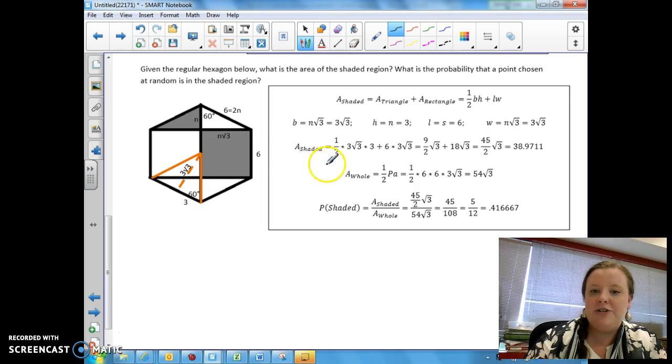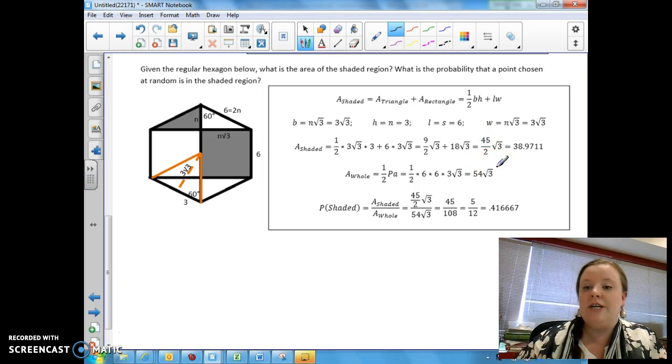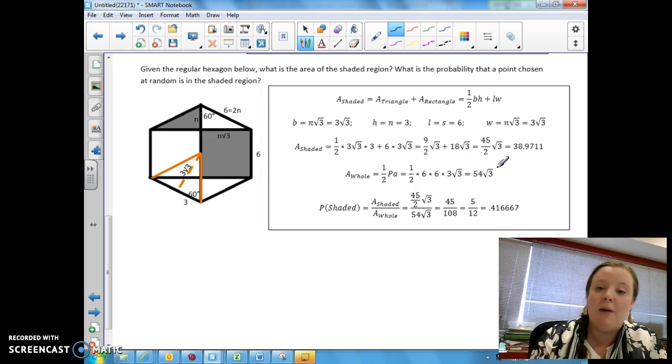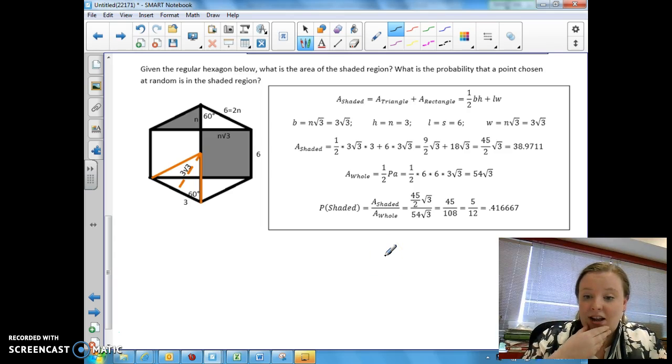Area of my shaded region equals area of the triangle, which is right here, plus area of the rectangle, which is here. I reduced it, got my exact answer, which is 45 over 2 square root 3, and my approximated answer, which is 38.9711. Now, if I want to get the probability that a point chosen at random lies in the shaded region, I have to do the probability of the shaded over the whole. Well, I can't do that until I have the area of the whole.